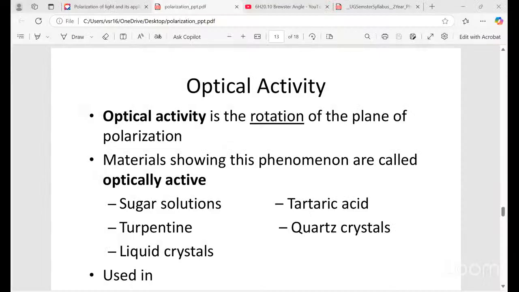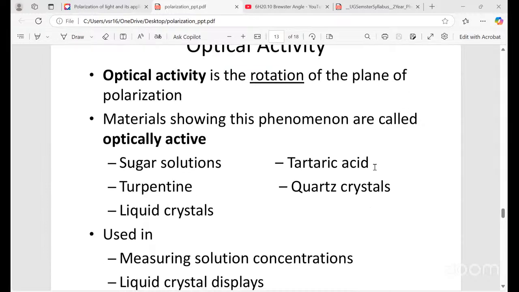Next one is optical activity, which is the rotation of the plane of polarization. Materials which show this phenomenon are called optically active. So, essay question, 100% an essay question: Laurent half-shade polarimeter.